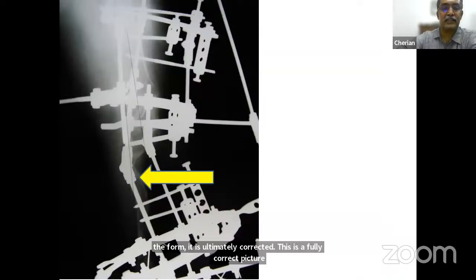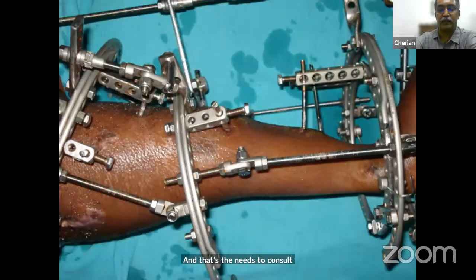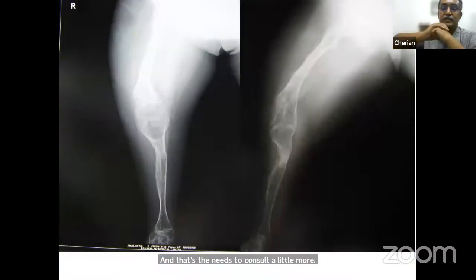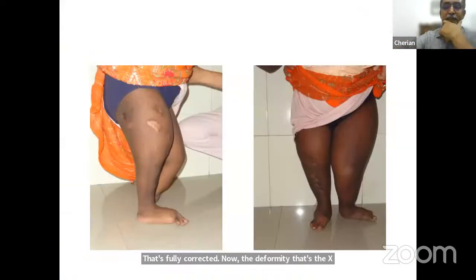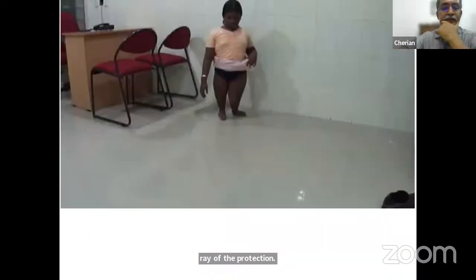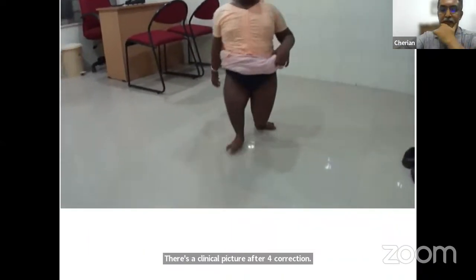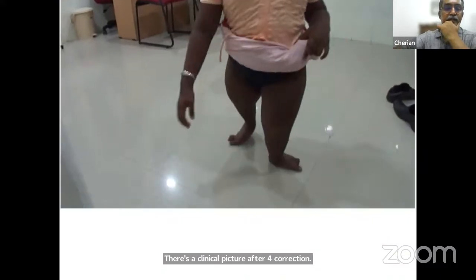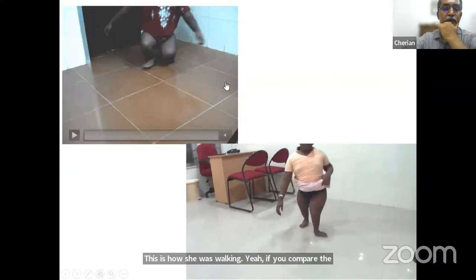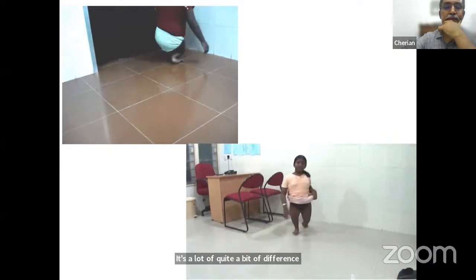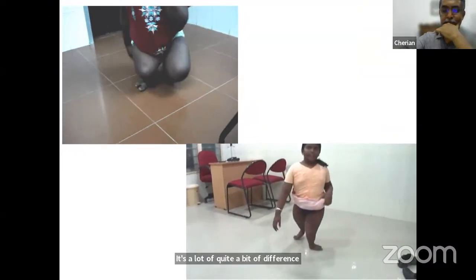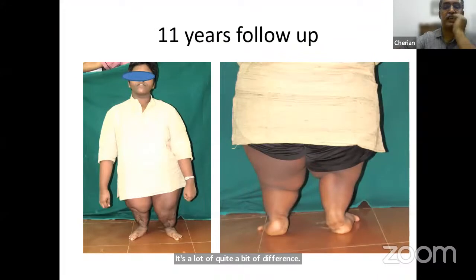And the regenerate needs to consolidate a little more. That's fully corrected now, the deformity. That's the X-ray after full correction. This is a clinical picture after full correction. This is how she was walking. Now, if you compare the way she was walking previously and now, it's quite a bit of difference. This is about 11 year follow up.